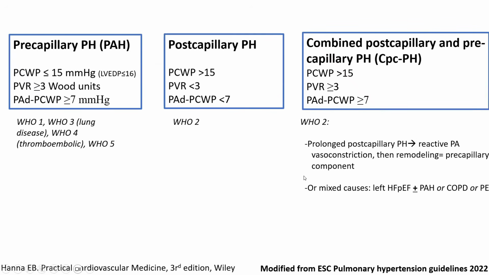That combined pre- and postcapillary pH may also be a combination of WHO group 2 and WHO group 1. So the patient is an older patient with AFib and diastolic dysfunction and hypertension who also has a precapillary pulmonary arterial hypertension from pulmonary vascular disease unrelated to their left heart disease. Or they may have PE or lung disease.